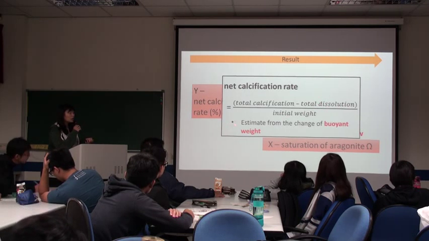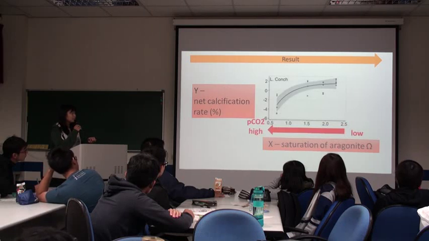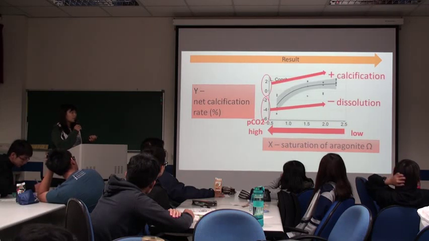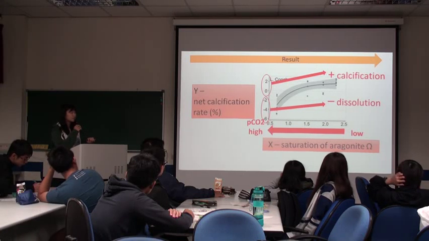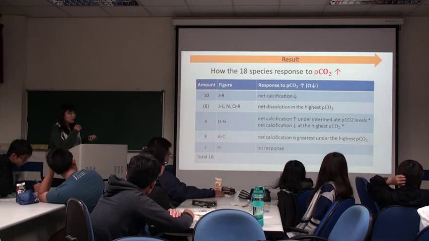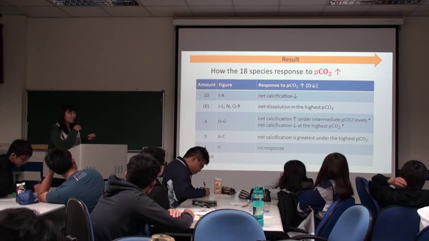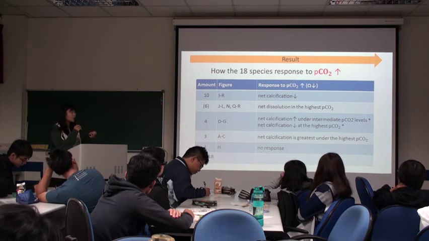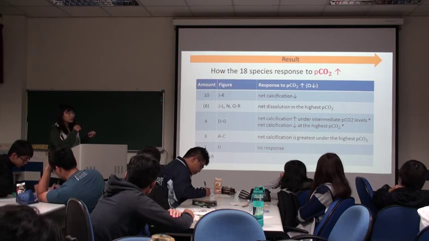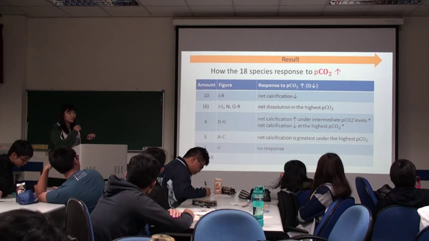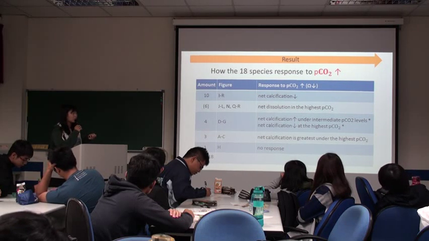All of them are estimated from the change of the buoyant weight. When the value of y is positive, it's calcification; when the value is negative, it's dissolution. We can classify the experimental figures into some types according to how the 18 species respond to the elevated CO2.